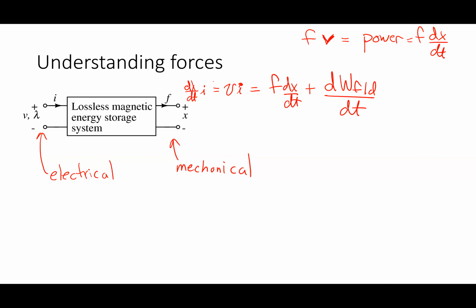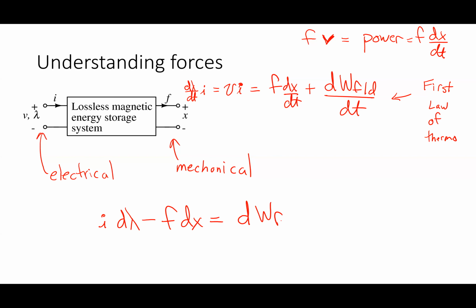Like that. All right. This is basically Newton's law here, or not Newton's law. This is the first law of thermo. And I don't want to get too lost in all this, but if I got d by dt in each of these terms, I can write this guy here as d lambda. So I times d lambda minus f times dx equals the rate of change of energy.